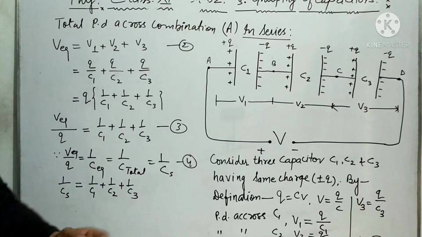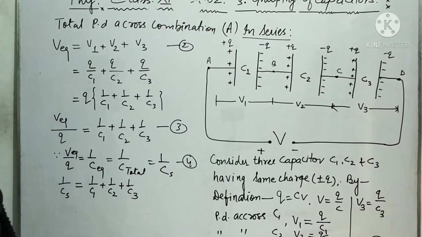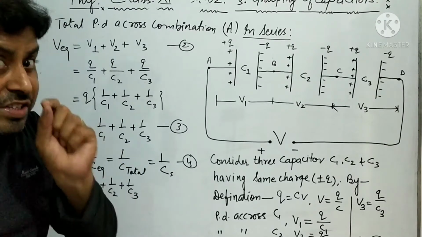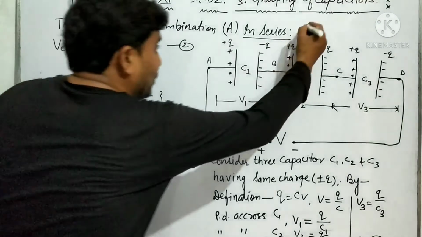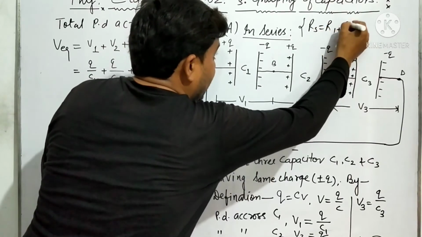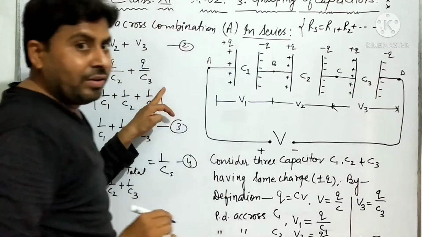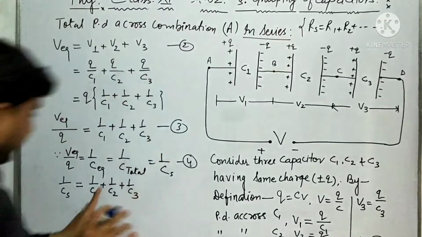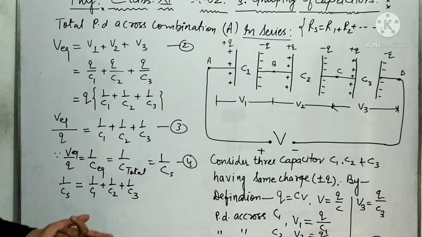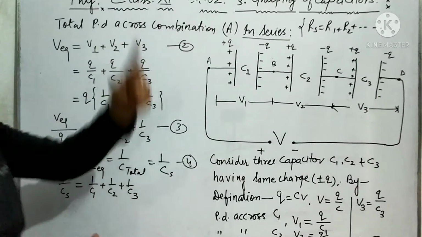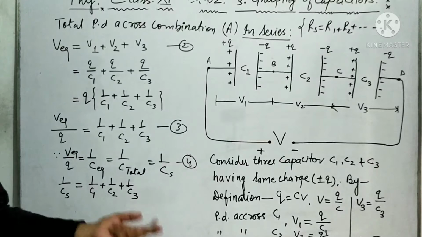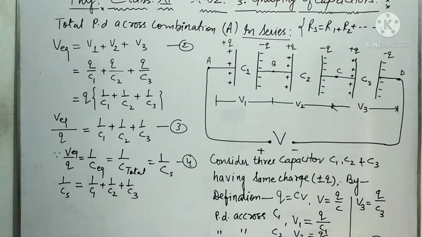Dear student, in 10th standard you have studied the expression for resistance, and that was for series combination. I want to remind you, series combination is R1 plus R2 and so on. Is it clear? It is the reciprocal of that. It is opposite of that. No problem? But the pattern remains the same as the resistance.